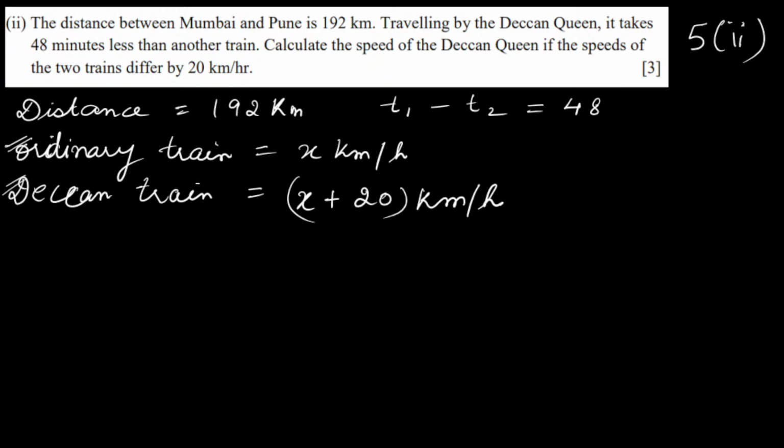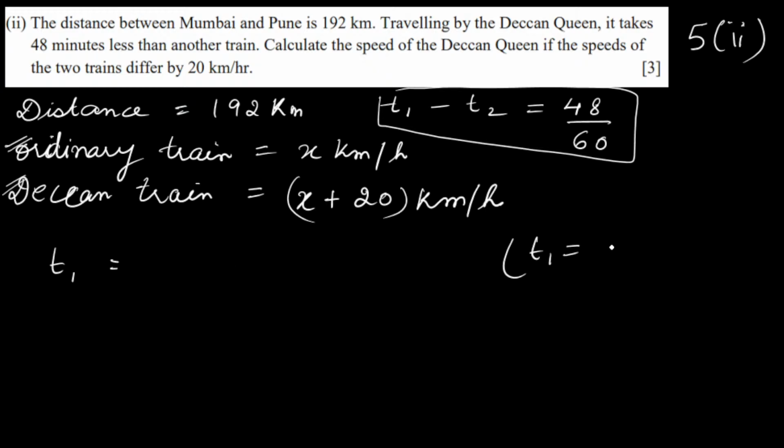Here it's given as 48 minutes. First of all, how do we convert minutes to hours? Because the unit is kilometers per hour. So 48 divided by 60. Whenever we convert from smaller to bigger unit, we have to do division. So 48 by 60, this equation we will use. Now let's find the value of T1. T1 is the time taken by the ordinary train.